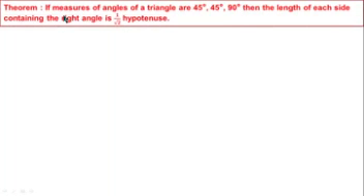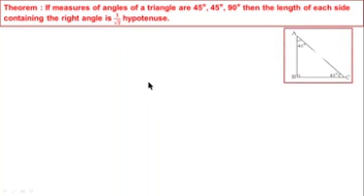Theorem number 2. If measures of angles of a triangle are 45 degree, 45 degree, 90 degree, then the length of each side containing the right angle is 1 divided by square root 2 times hypotenuse. See this figure. What is given to us?